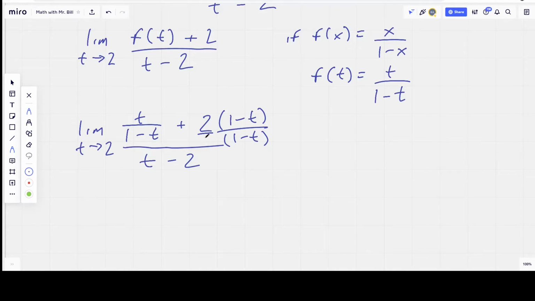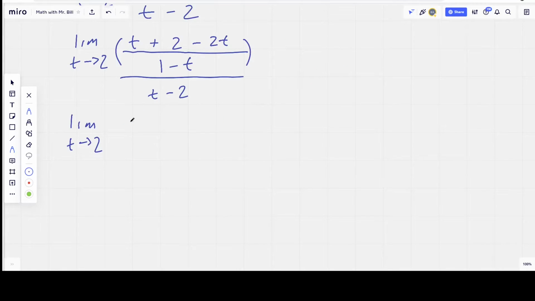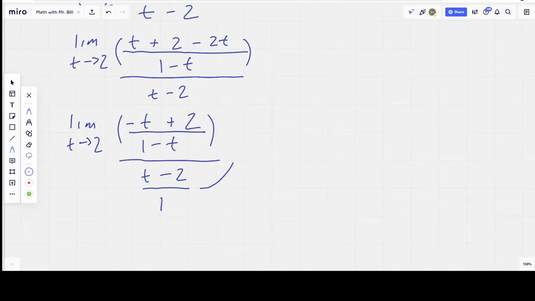So we have the limit as t approaches 2 of negative t plus 2 over 1 minus t, all over t minus 2. Okay, so far so good. Now I have a fraction over the divisor. I can make that into a fraction as well, t minus 2 over 1. And the reason I'm going to do that is because I want to then be able to flip it, take the reciprocal, and then multiply it to the numerator's fraction.